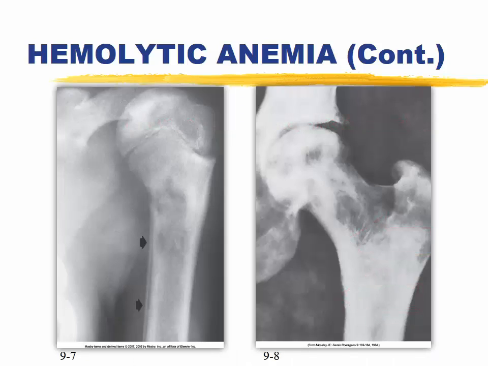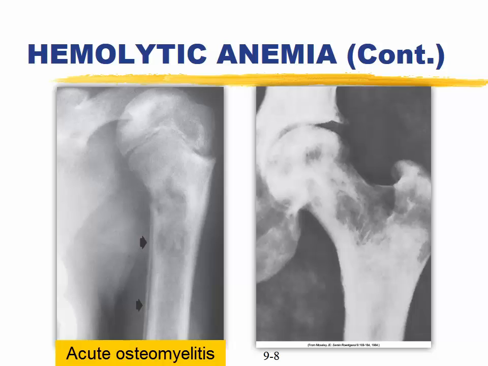A common complication in patients with sickle cell disease is the development of acute osteomyelitis that's caused by the Salmonella infection. The resulting lytic destruction and periosteal reaction may be extensive, often involving the entire shaft and multiple bones.